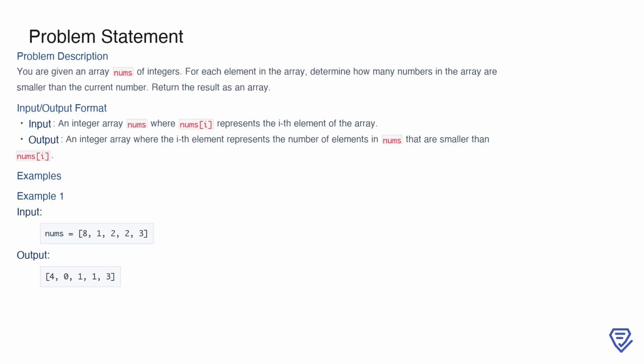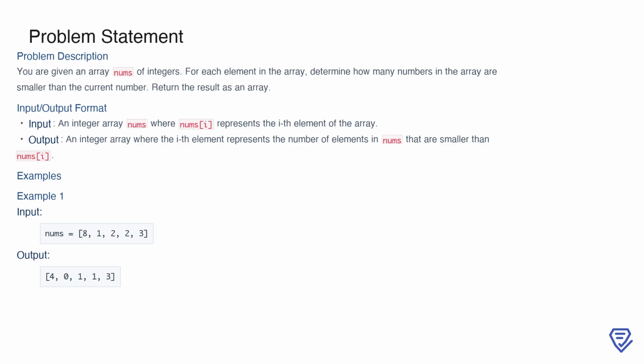Let's look at an example. If the input array is 8, 1, 2, 2, 3, the output will be 4, 0, 1, 1, 3. This means that for the first number, 8, there are 4 smaller numbers in the array. For the second number, 1, there are no smaller numbers. For the third and fourth numbers, both 2, there is 1 smaller number. Lastly, for 3, there are 3 smaller numbers.